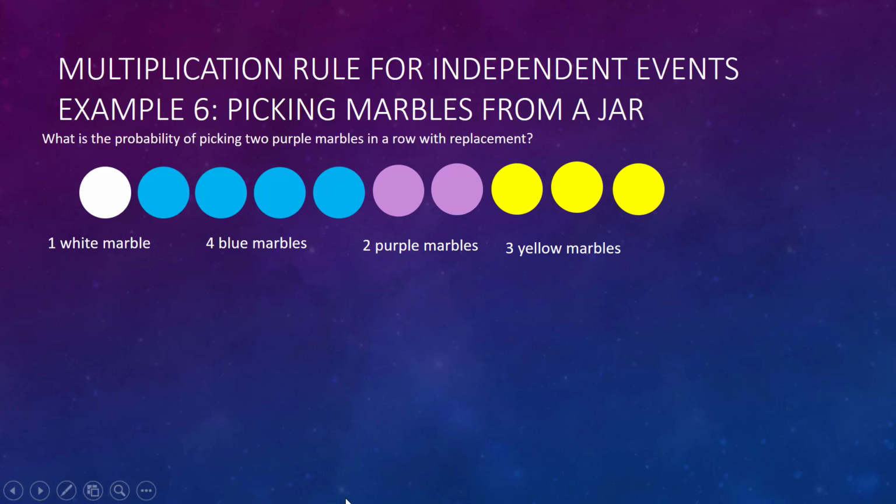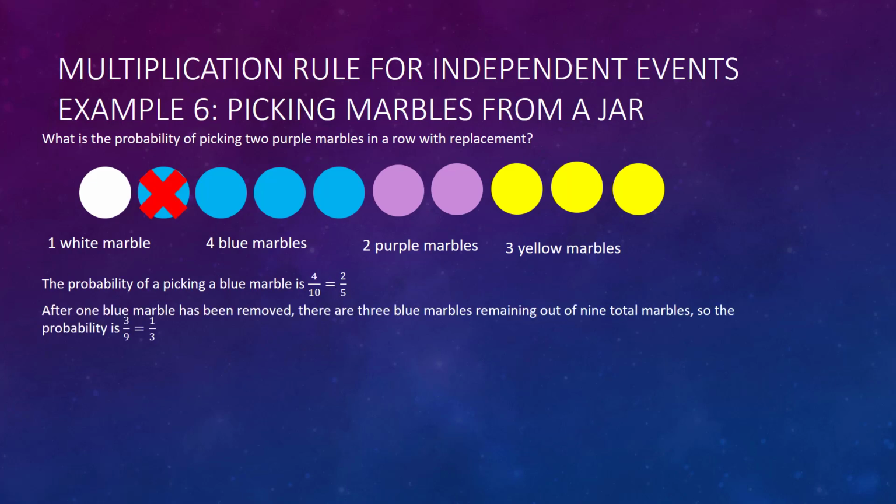Let's get started. The probability initially of picking a blue marble is 4 over 10. To begin with, we have 4 blue marbles and 10 total marbles. Again, we're going to reduce this to 2/5 to save us some trouble later on. Once we remove one of the blue marbles, how many blue marbles are left? We have 3 blue marbles left and a total of 9 marbles left in the jar. So the second probability is 3/9, which can be reduced to 1/3.